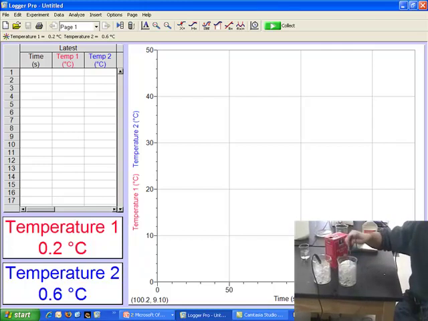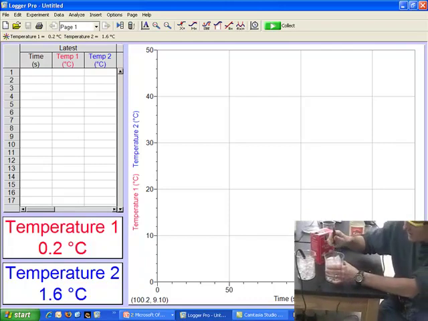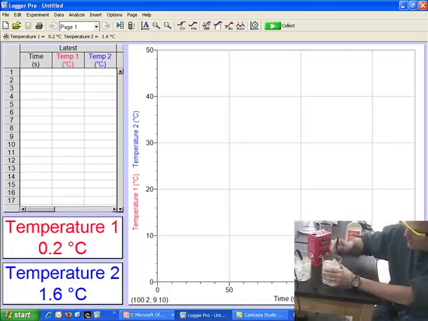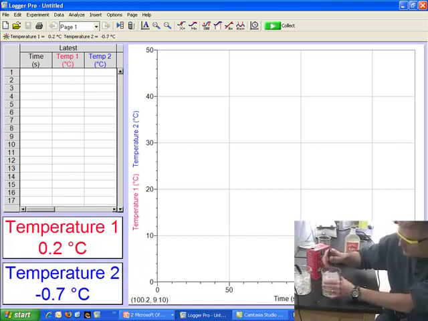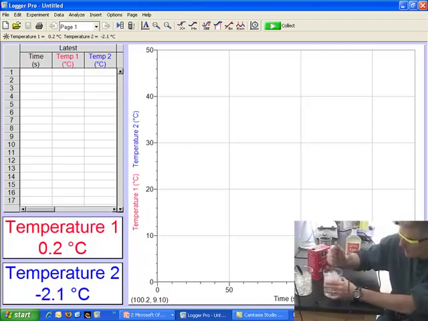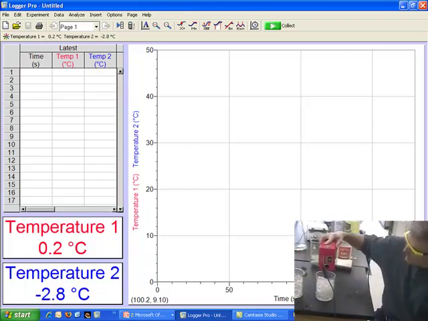Probably more than we need. Now, what you should be seeing is the salt is lowering the freezing point of the ice. Not yet. Still there. Oh, there we go. Now we're below zero. If we add enough, it really gets pretty significant. Let's add some more.